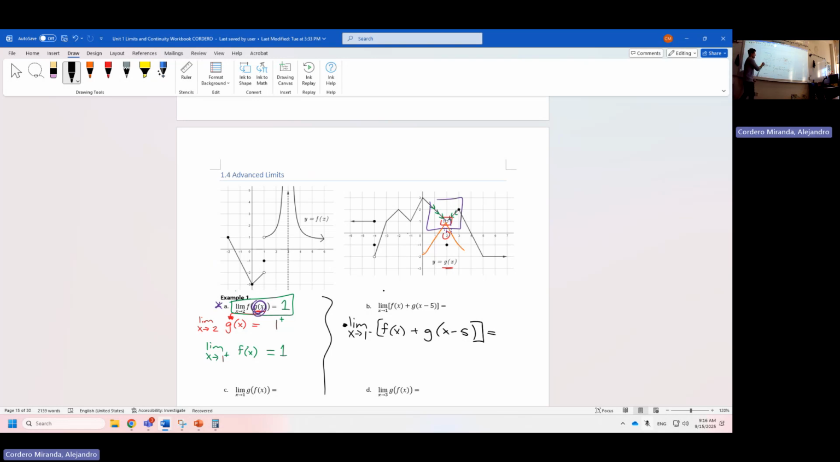Limit from the left of f. Hopefully you agree that this one is -2. Plus the limit from the left of g of x minus 5. This x minus 5, before I over-explain, do you guys know what that's going to do? Instead of taking the limit at 1, guess where I'm going to take the limit? Yeah, 1 minus 5 is -4. So I'm going to take the limit at -4, and I'm doing it from the left. So that's this one. That limit would be 1.